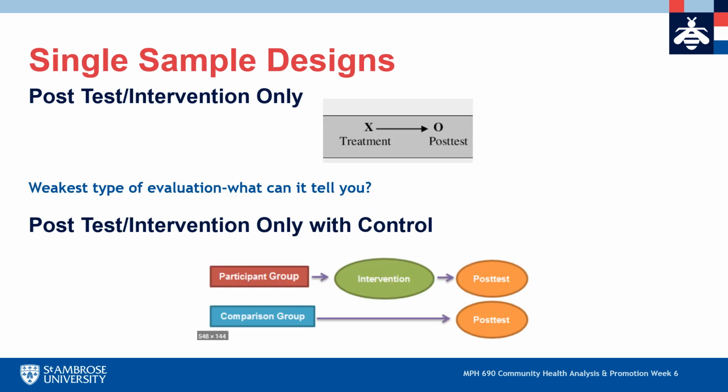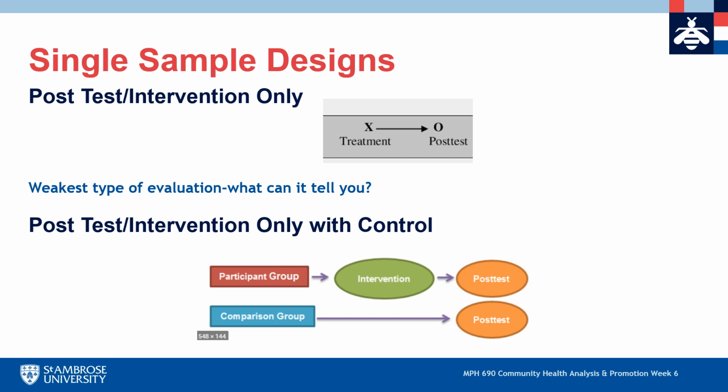I already talked a little bit about design. This post-test intervention-only design is definitely the weakest type of evaluation. So if that's what you have in front of you, you need to think about what it can tell you. Even doing an evaluation like this, what can you show? What can you attribute to the program or the intervention?